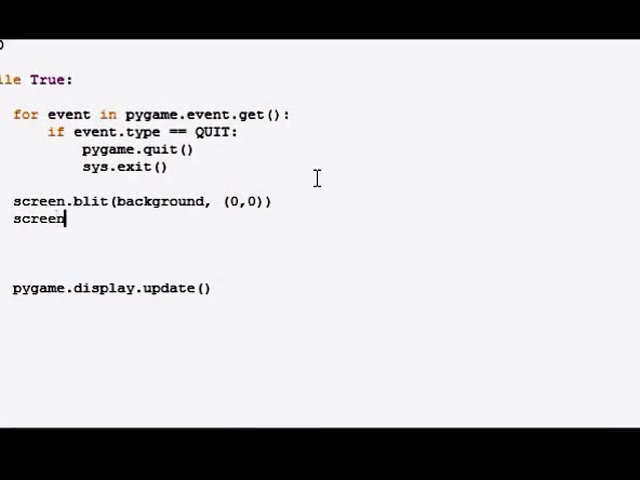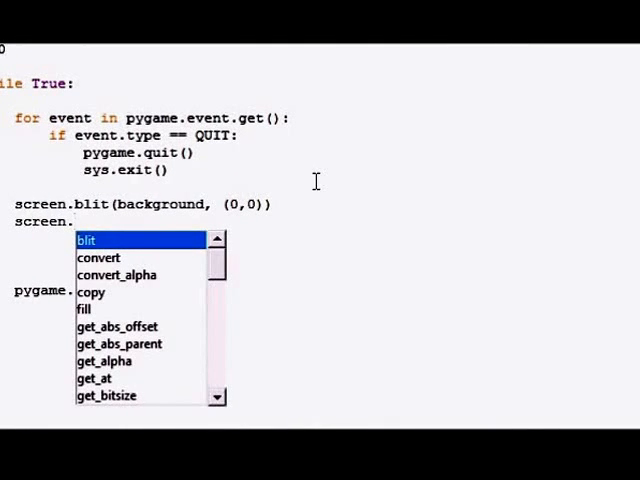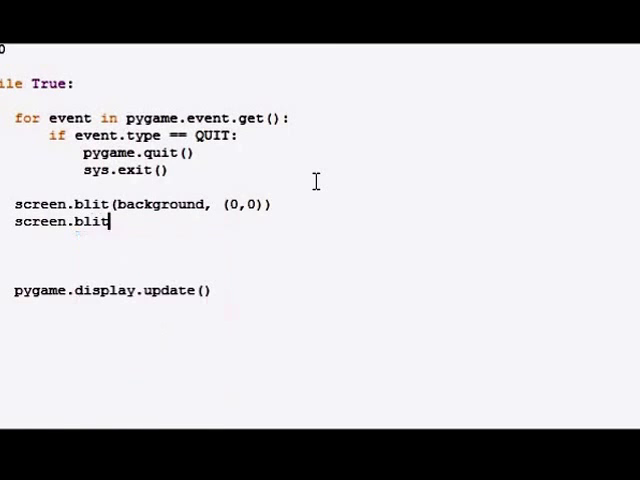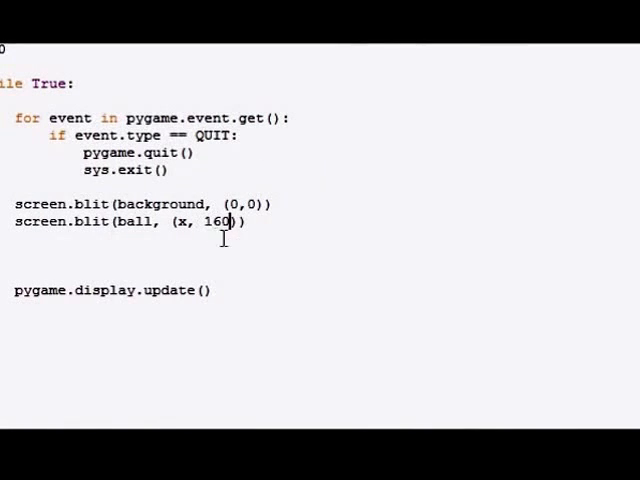So what we want to do is, when we blit the ball to the screen, blit, look at that, it already knew what we were going to do. We want to blit the ball, and we want the position to be not fixed. We want the x coordinate to be variable, so x, and then 160 for the y. So its y coordinate is never going to change, but the x is going to change. So you're saying, alright, then make it change. Well, alright, then I will.